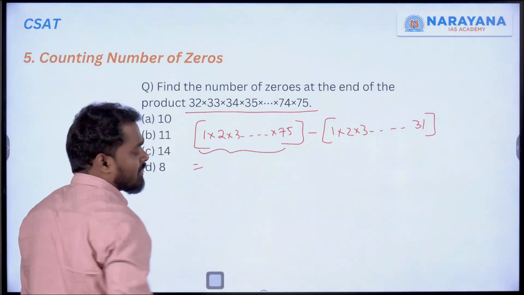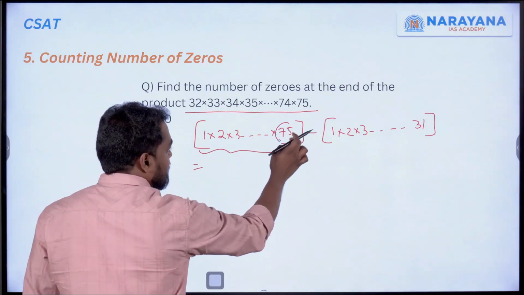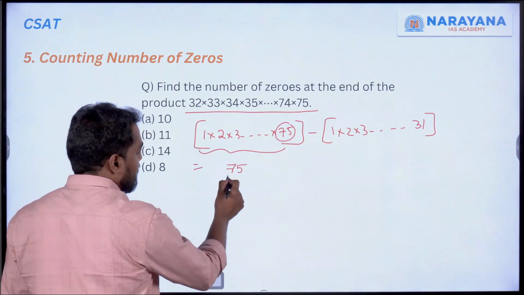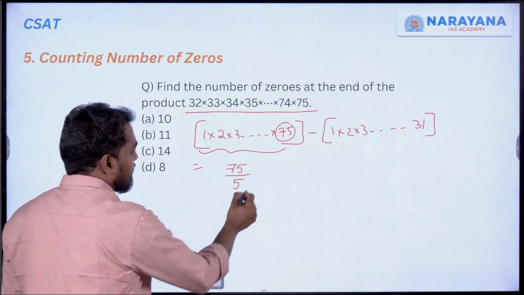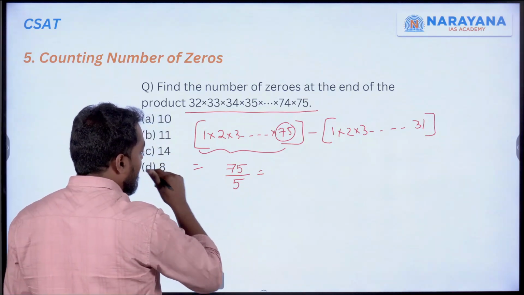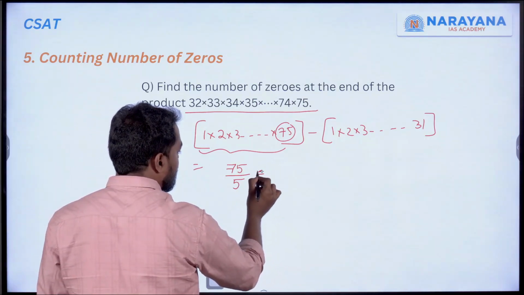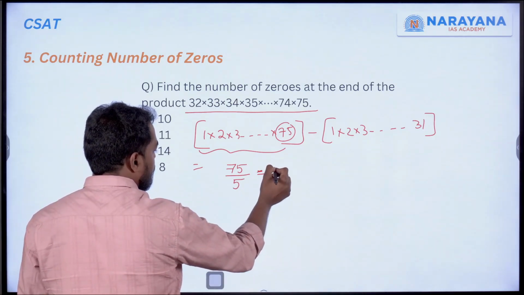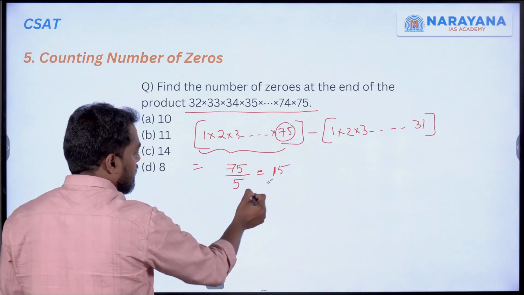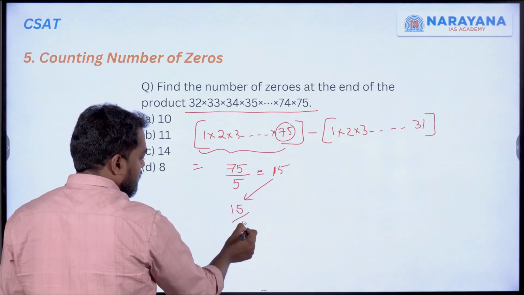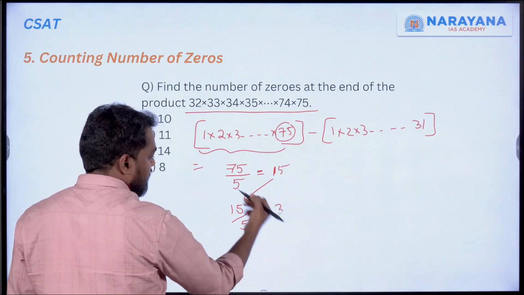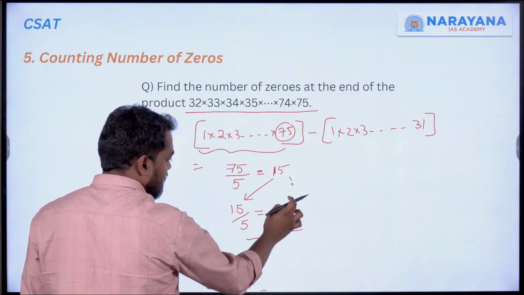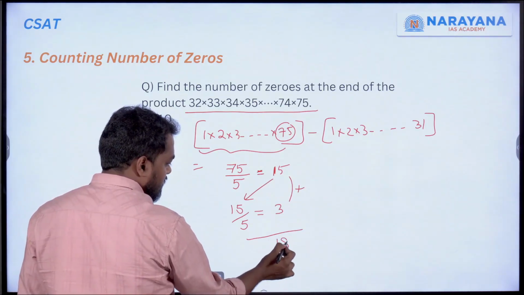How many zeros will be there from here? So what is the highest number? 75. So divide it by 5. 75, five fifteens are 75, so the quotient is 15. Again take 15, five threes are 15, so 3. Now the number is less than 5. So the total number of zeros is 15 plus 3, that is 18.